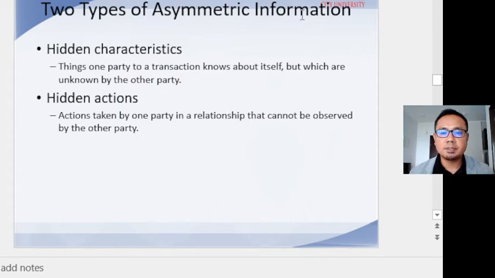Two types of asymmetric information: hidden characteristic, things one party to a transaction knows about itself but which are unknown by the other party. And then hidden action, taken by one party in a relationship that cannot be observed by the other party.